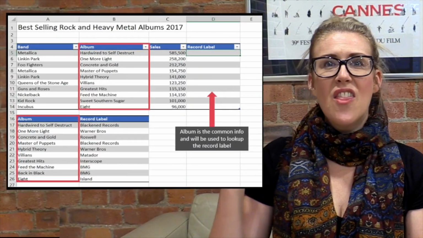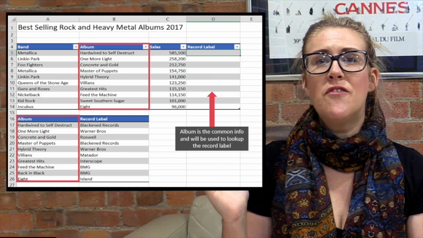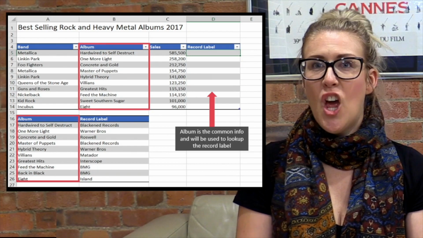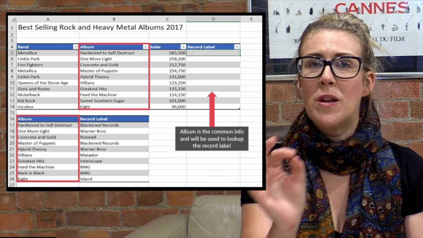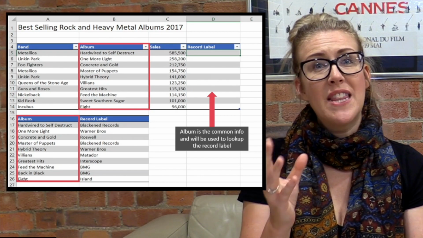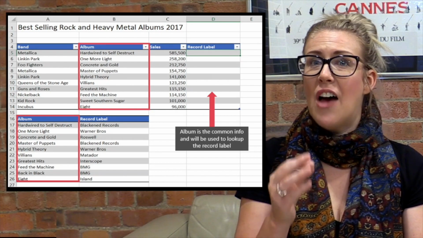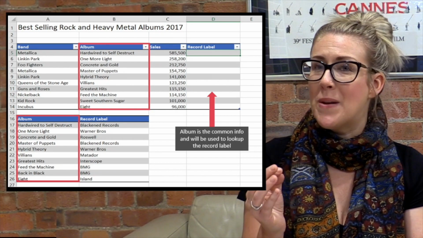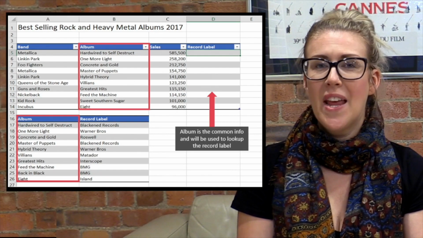In this video, I'm going to be showing you how to perform powerful lookups using the functions VLOOKUP and HLOOKUP. For example, let's say you want to complete the record label column in the first table. The second table contains the information you need. Using the information that is common between the two tables, so in this case the album, a VLOOKUP can be used to populate the empty column.